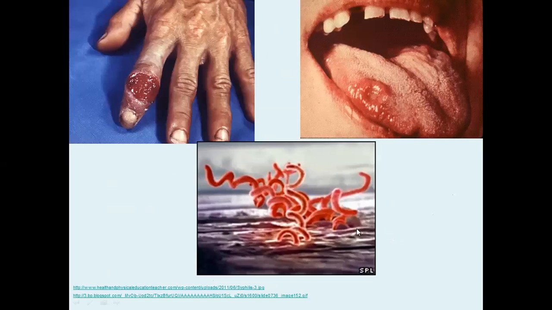So here, down at the bottom, this is the bacterium seen under an electron microscope. It's a little funny spiral-shaped bacterium. So that's an electron microscope. These are some of the sores that can occur as a result of a syphilis infection. So you can see that it's not always on the genitals. It could be on a different part of the body. Like this is obviously on the hand, and then that is on the tongue.